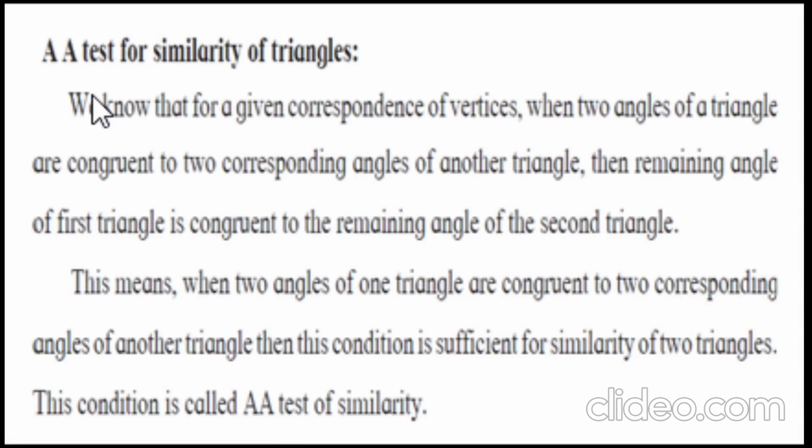Now, the AA test for similarity of two triangles. We know that for a given correspondence of vertices, when two angles of a triangle are congruent to two corresponding angles of another triangle, then the remaining angle of the first triangle is congruent to the remaining angle of the second triangle. This means when two angles of one triangle are congruent to two corresponding angles of another triangle, this condition is sufficient for similarity of two triangles. This condition is called the AA test.